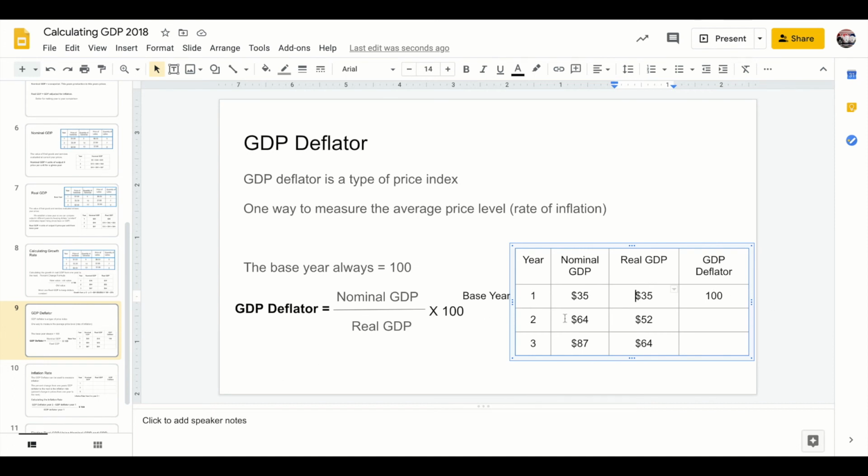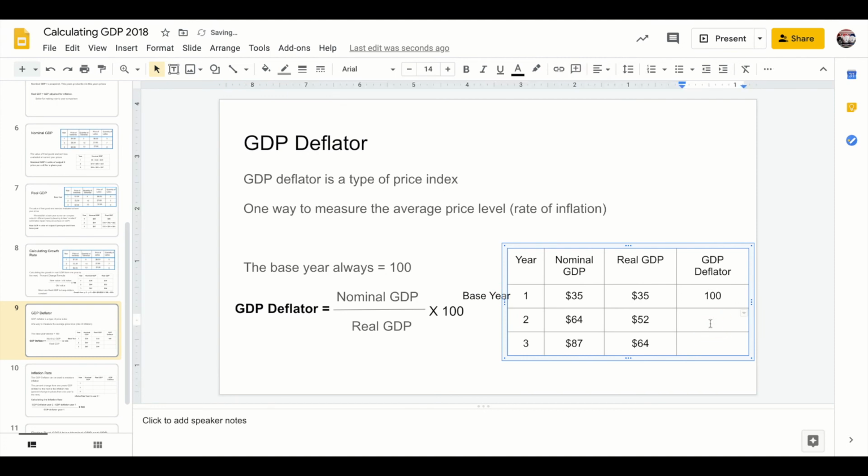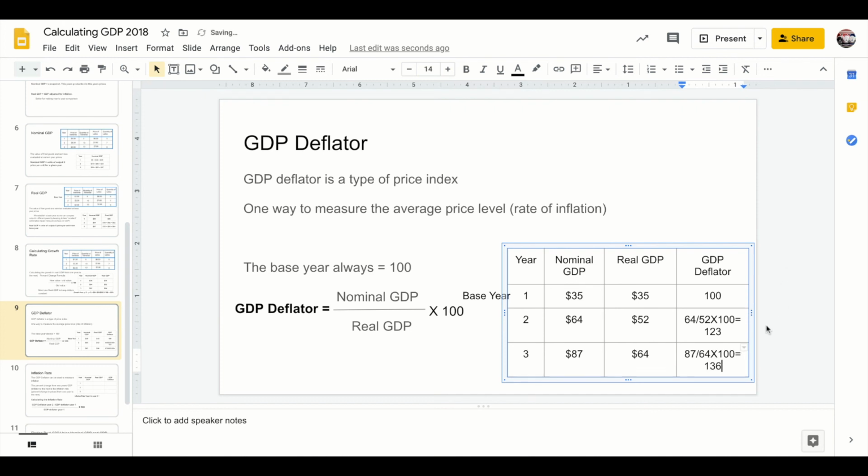All right, next, to get our GDP deflator for year 2, we take 64 nominal divided by real, 64 divided by 52 times 100, and that's going to come out to a GDP deflator of 123. And then we have to do it for the last one too. 87 divided by 64 times 100 equals 136. All right, so our GDP deflator in year 1 is 100, year 2 is 123, and year 3 is 136.